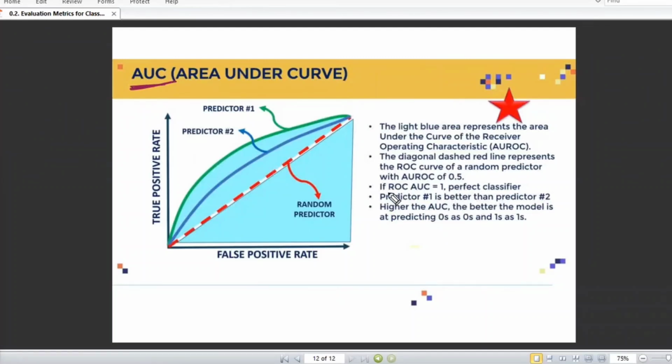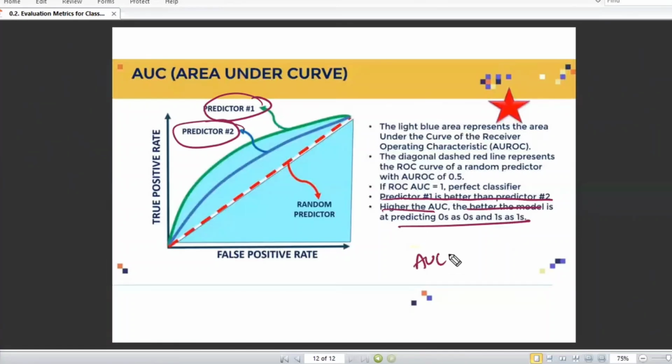Okay. So if the ROC AUC is equal to 1, that is, area under the curve is equal to 1, it is called a perfect classifier. Perfectly, 100% accurately it is going to measure. The higher the accuracy, the higher the AUC, the better the model. In my case, predictor 1 is better than predictor 2. Predictor 1 is nothing but the green color, which is better than the blue color one. The higher the AUC, the better the model.